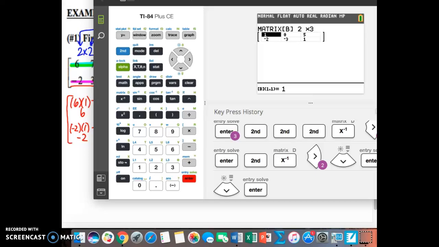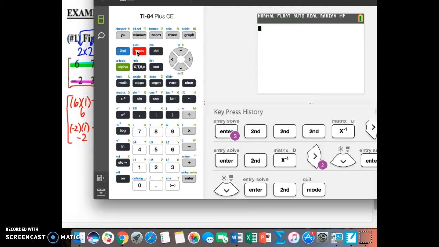Once you have all of these numbers typed in, we need to go back to the home screen. If you see where it says mode, right above in blue it says quit. So we're going to go to second mode, so it goes to quit, and now we're back at the home screen.